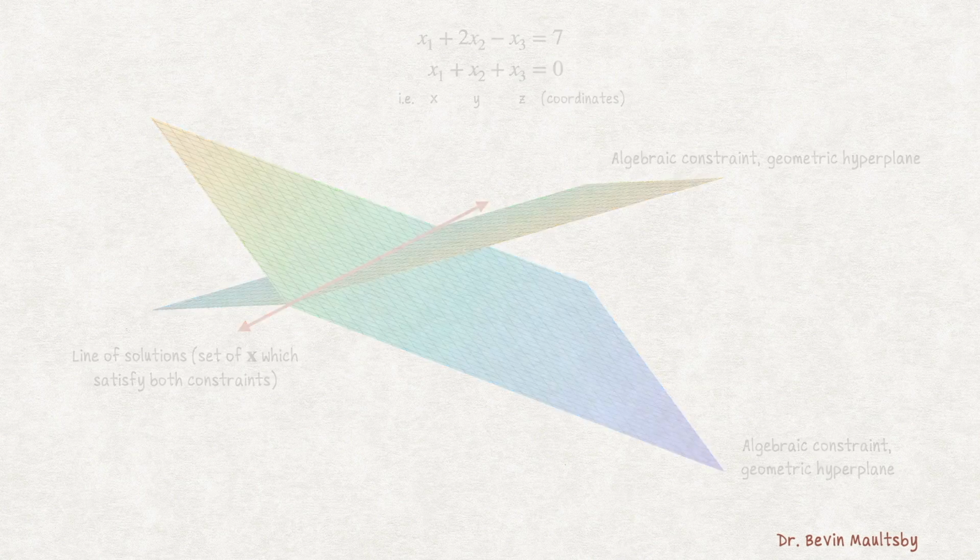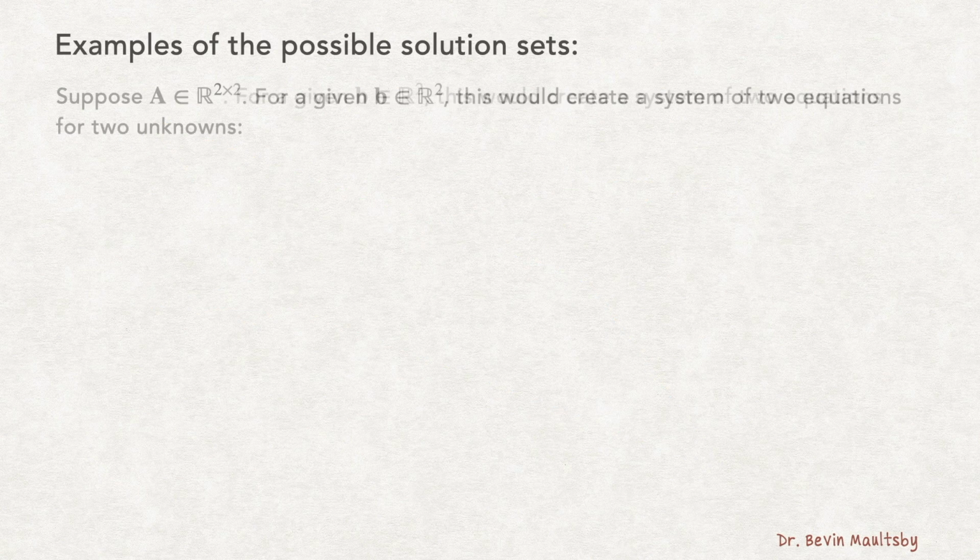Let me wrap this up by visualizing the possible solution sets for a system of two equations with two unknowns. Here the matrix A would be a 2 by 2 matrix consisting of the coefficients a11, a12 along the first row, a21, a22 along the second row. x1 and x2 are unknowns, and we could be interested in solving this equation given specific values for b1 and b2. Each of these equations defines a line in R2, so a line in the xy plane.